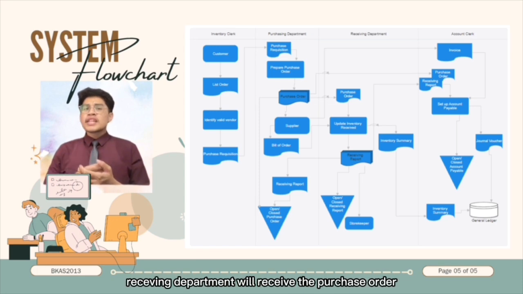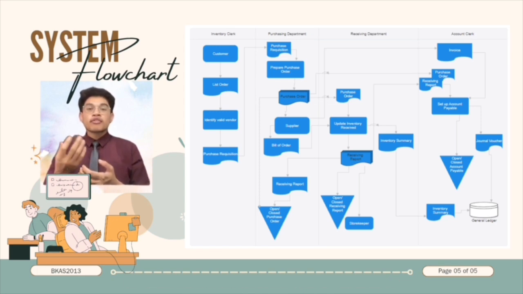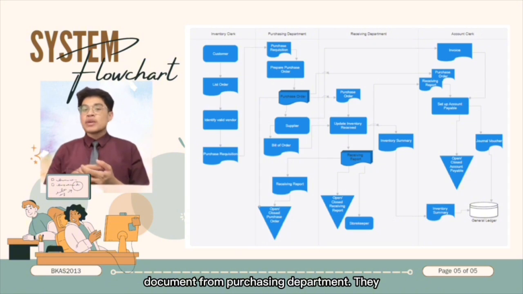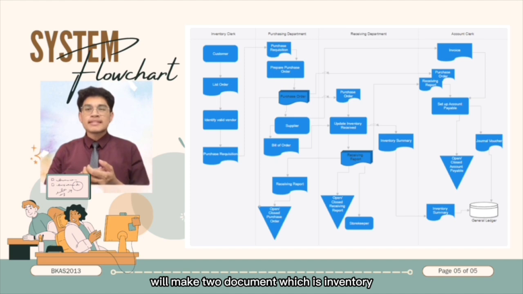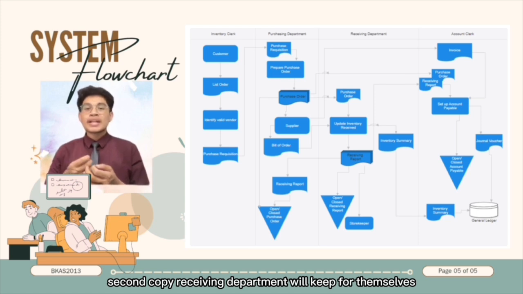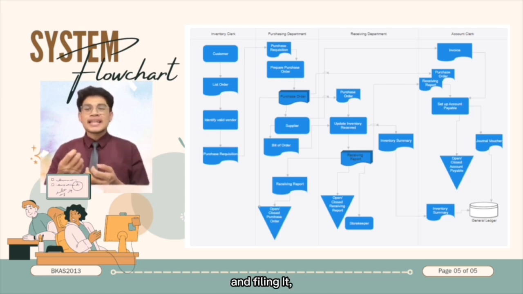First, the receiving department will receive the purchase order documents from the purchasing department. They will compare the purchase order and bill of order document to update the inventory received from the supplier. After the process, the receiving department will make 2 documents, which are the inventory summary and receiving report. For the receiving report, they will provide 4 copies. The first copy will be sent to the purchasing department, the second copy the receiving department will keep for themselves and file it, the third copy will be sent to the storekeeper, and the last copy will be sent to the account clerk.